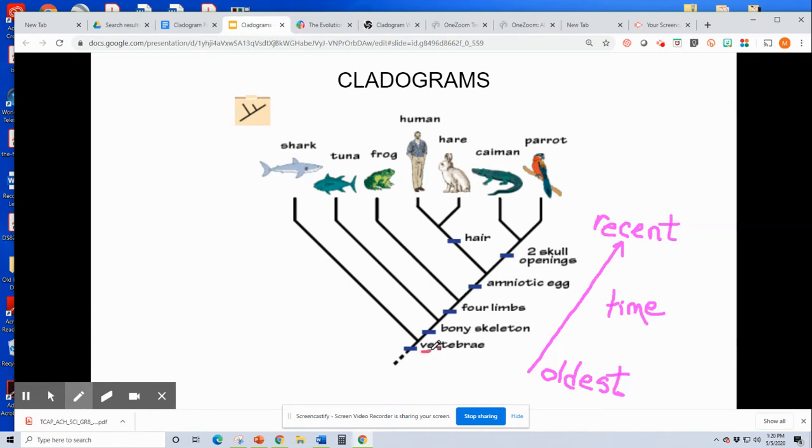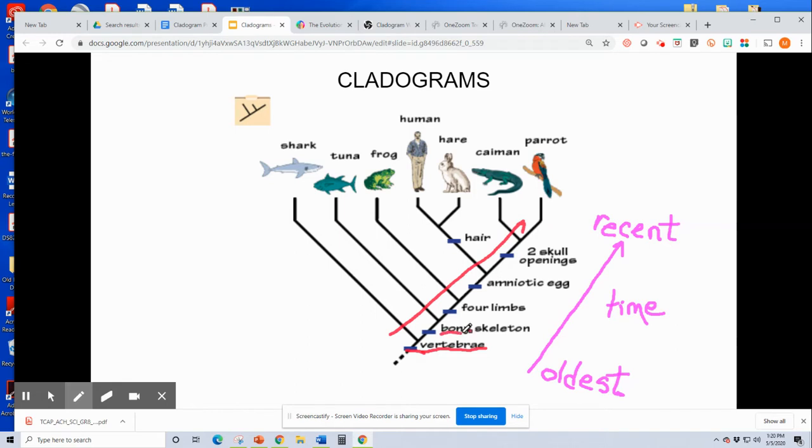For example, this first one says vertebrae. To make it easy, we'll say, okay, a backbone. All right, which things have a backbone? And this one is right here. And that means everything to the right or above that characteristic has a vertebra. So that means all of these, the shark, the tuna, the frog, the human, the hare, the caiman, and the parrot, they all have a vertebra.